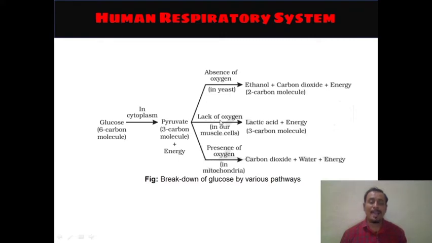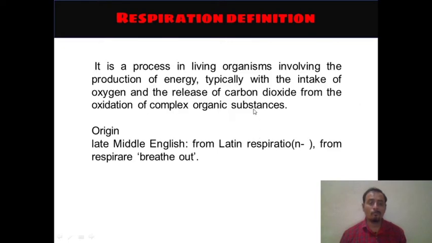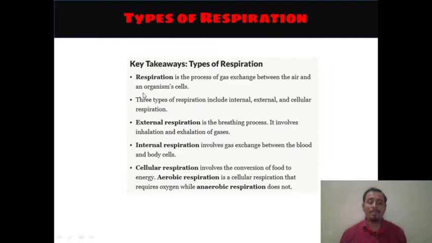Even if we are aerobic organisms, when we lack oxygen due to excess exercise, lactic acid is produced from this pyruvate and energy is released. In the presence of oxygen inside the mitochondria, carbon dioxide and water are produced along with energy. We saw this yesterday. We have been through the definition of respiration also. So how many types of respiration are there? Basically three types: external respiration, internal respiration, and cellular respiration.